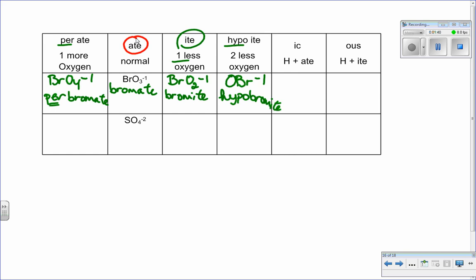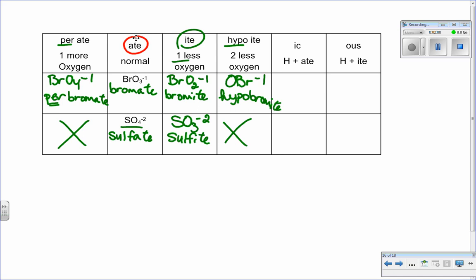Now, not every polyatomic ion will have all these things that happen to it. So if we take a look at SO4, SO4 only has really one relative, and that is SO3, -2. And so its name, SO4, is sulfate. So SO3 would be sulfite. Now, notice that I'm not going to fill in; it doesn't have a per, it doesn't have a hypo.